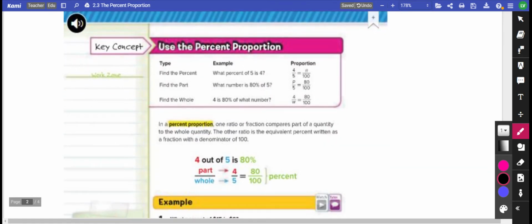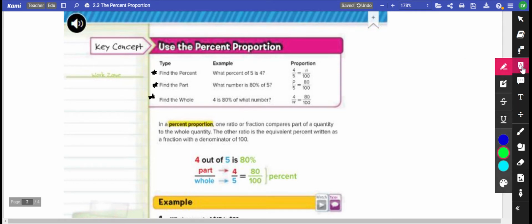Key concept: use the percent proportion. So the types: to find the percent, to find the part, and to find the whole. 3 different examples. The first one, to find the percent, we're going to look at an example. What percent of 5 is 4? 4 is our part, 5 is our total. We want to find the percentage. So that means our percent is n divided by 100.